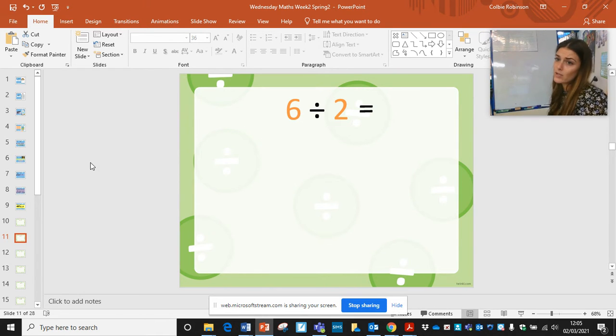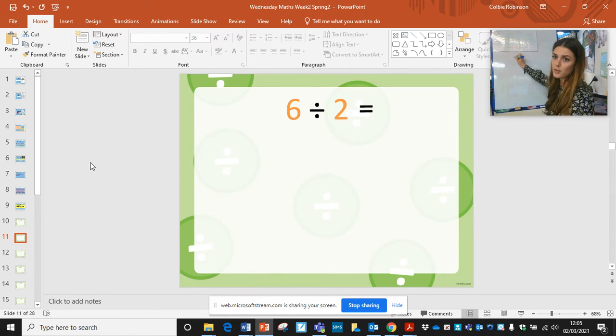Now, something interesting about 2: when we divide between 2, we know that as halving a number. So when we divide by 2, we are halving a number, splitting it into 2 equal groups. So 6 divided by 2, or what is half of 6, we could say. That's a part of the fly high today, if you can explain that.